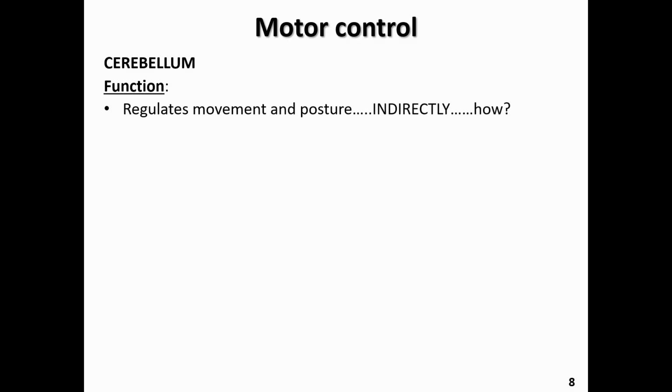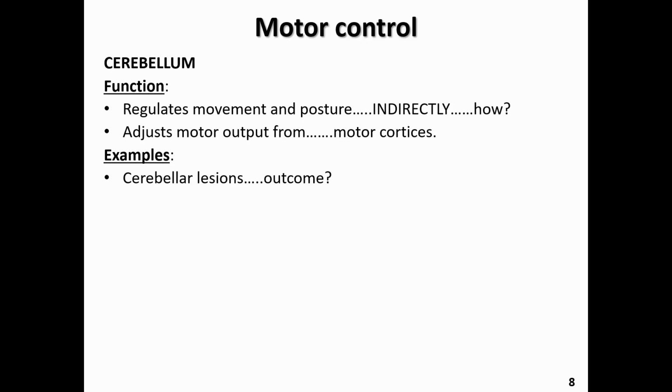In this lecture, we're going to explore the basic anatomy and introduce the functionality of the cerebellum. The major function of the cerebellum is that it regulates movement and posture indirectly. It carries this out by adjusting the output from the motor cortices, as addressed in the previous video.